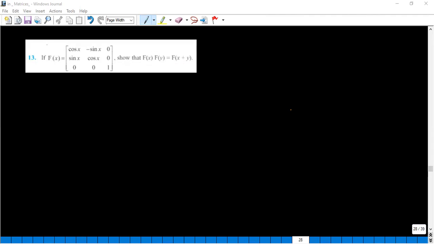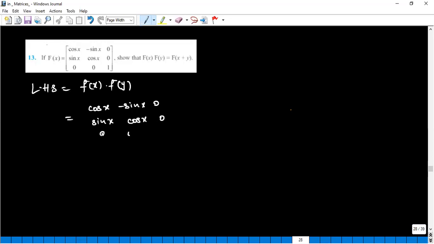So let us see the left hand side first of all. Left hand side, they are asking to find f of x multiplied with f of y. The matrices are like this: cos x, minus sin x, 0, sin x, cos x, 0, 0, 0, 1. This is f of x.